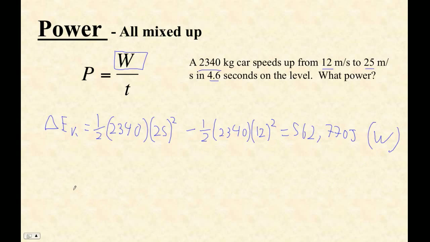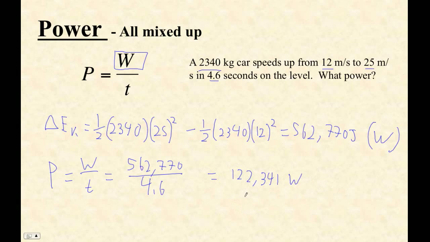That is my work, and then to figure out the power, I just go work divided by time, and that equals 562,770 joules divided by 4.6 seconds. So I'm going to take the number that's on my calculator, divide by 4.6, and I get a lot of watts. Equals 122,341 watts. And we're done here.